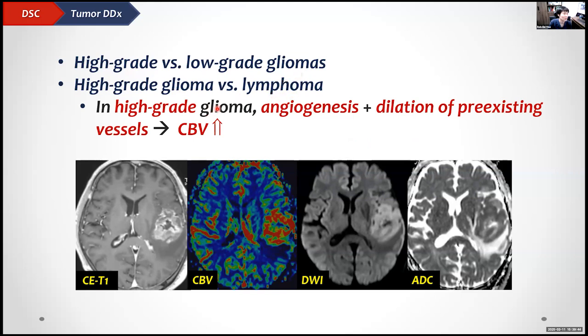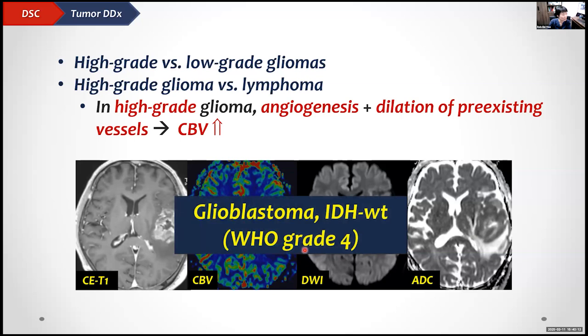In high-grade gliomas, the increased angiogenesis and dilatation of pre-existing vessels result in increased cerebral blood volume, as shown in the typical example at the bottom. There was a typical necrotic mass in the left temporal lobe, which had diffusion restriction at the enhancing portion and increased CBV, reflecting the angiogenesis at the enhancing portion of the tumor, which is the most aggressive part of the tumor. So this was a typical example of GBM, IDH wild type, WHO grade 4.